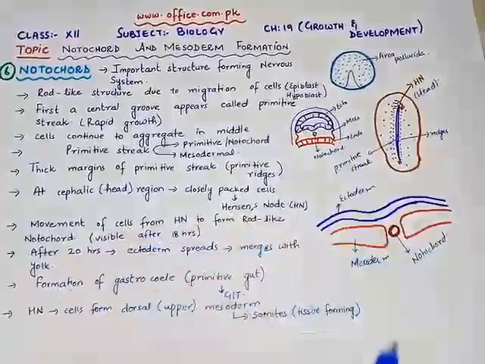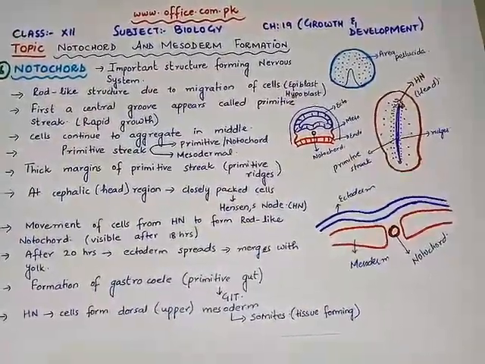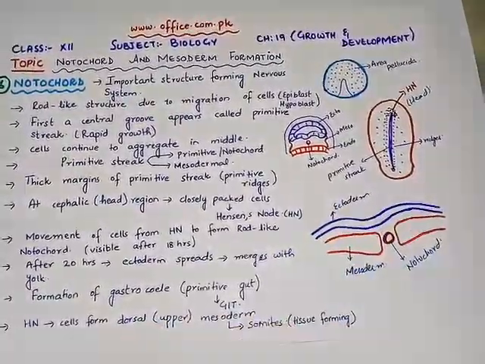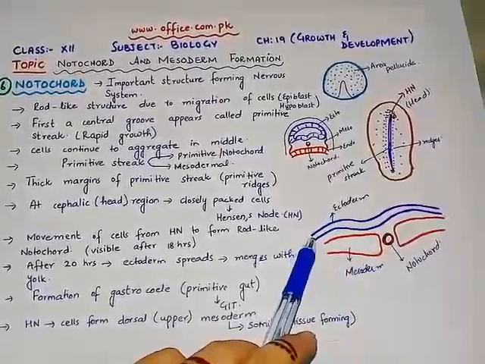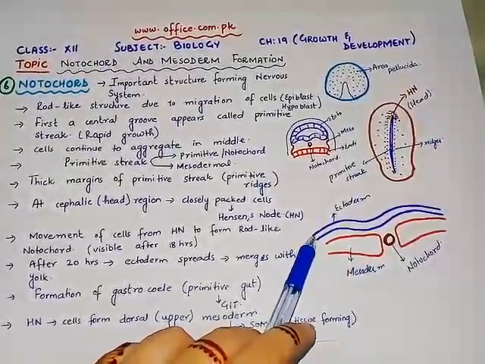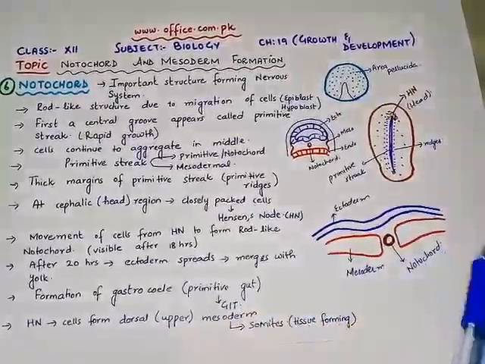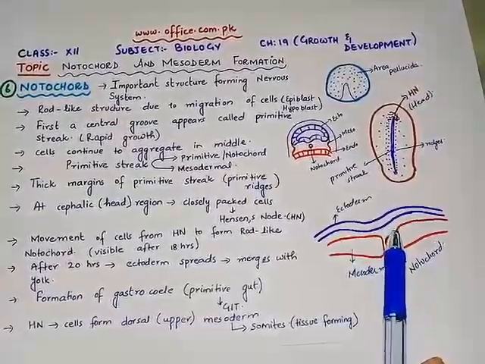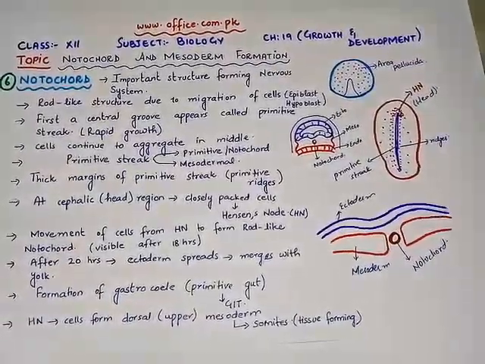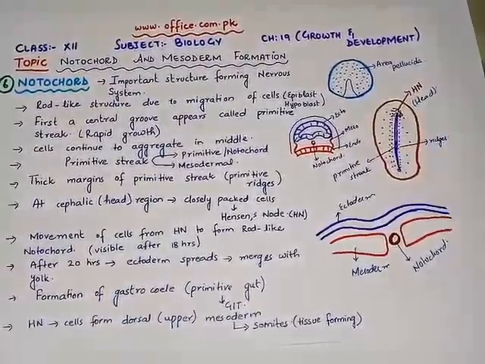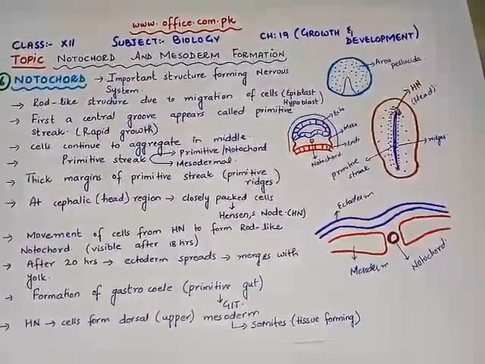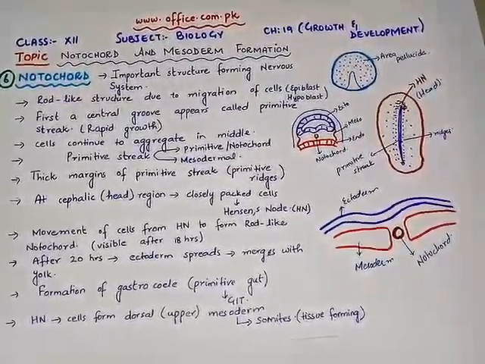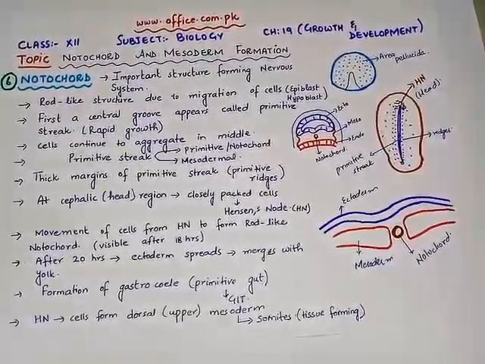After almost 20 hours, the ectoderm spreads over the yolk, and these ends, the peripheral ends, merge with the yolk. The cavity which is now formed is the gastrocele. The gastrocele replaces the blastocele, and the other name of gastrocele is primitive gut. Gut means the gastrointestinal tract. So gastrocele is the cavity that will become the future gastrointestinal tract of the new organism.